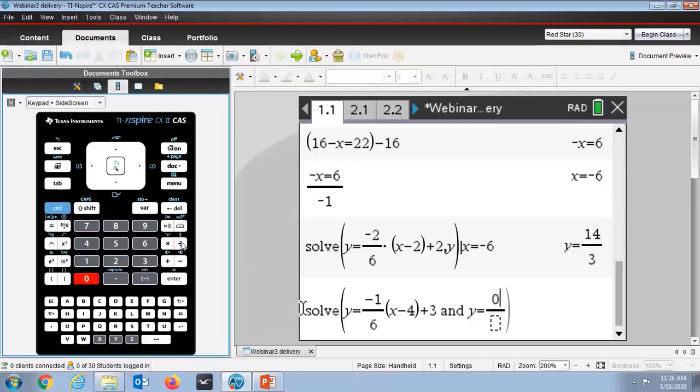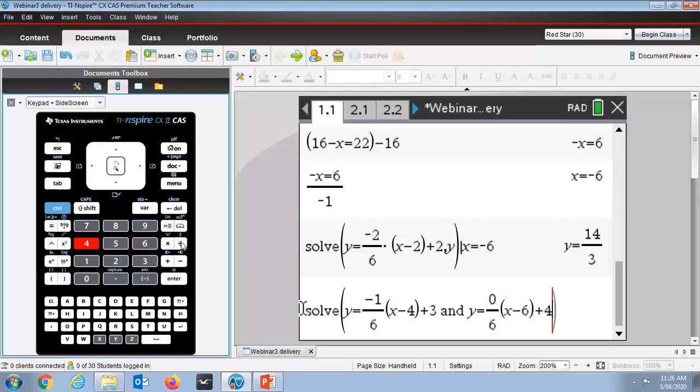I put 0/6 multiplied by x minus 6 plus 4. And remember, at any time, as you're developing this, you can just scroll up to the top of the screen where all those equations are listed. This is very handy.